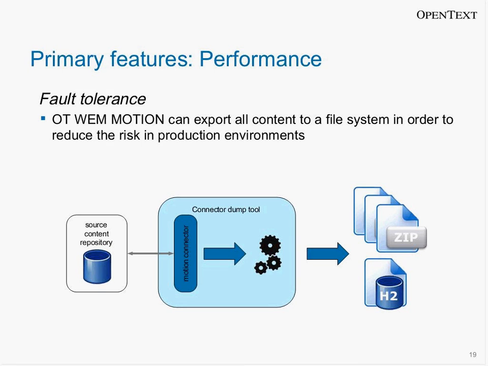Now, some of the main features and benefits. Performance and fault tolerance are probably two of the key reasons why you are right now interested in motion. OpenText recognizes the need for a performance efficient environment where migration job times are optimized. Therefore, Motion provides a fault tolerant environment by enabling offline storage, critical in production environments, with some examples of how it can be done with a few mouse clicks.